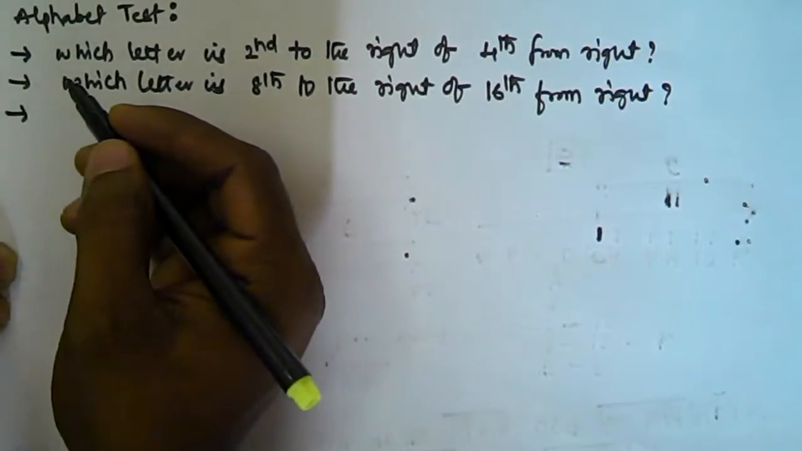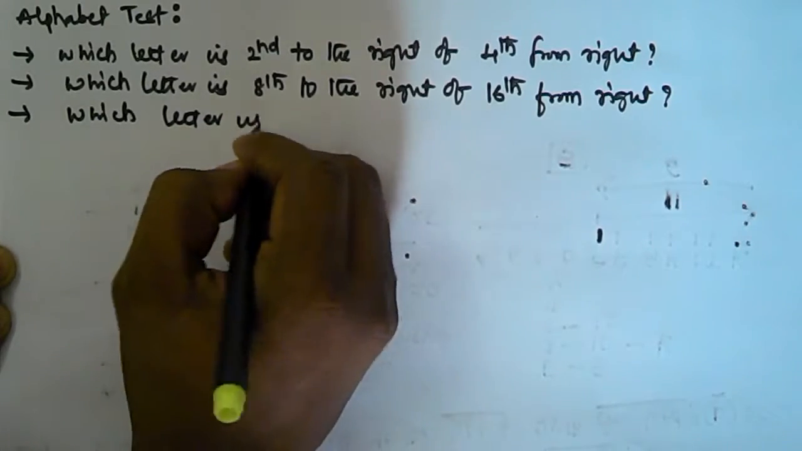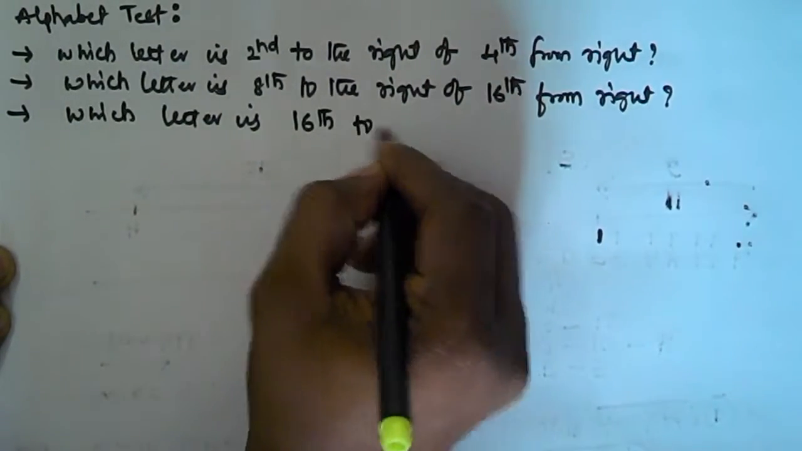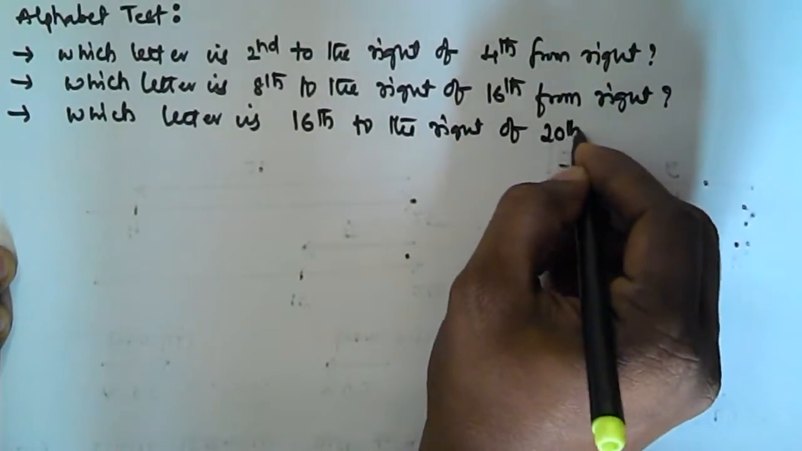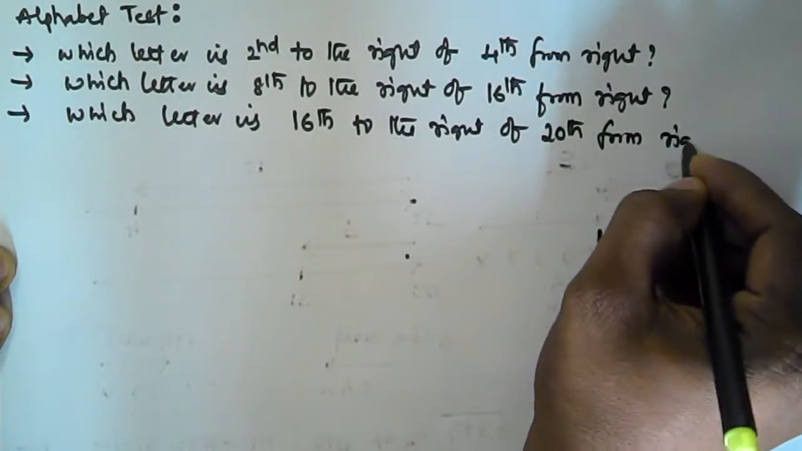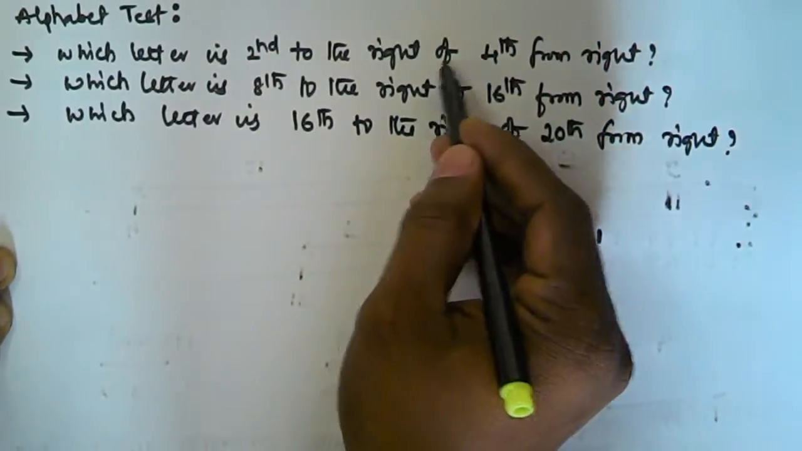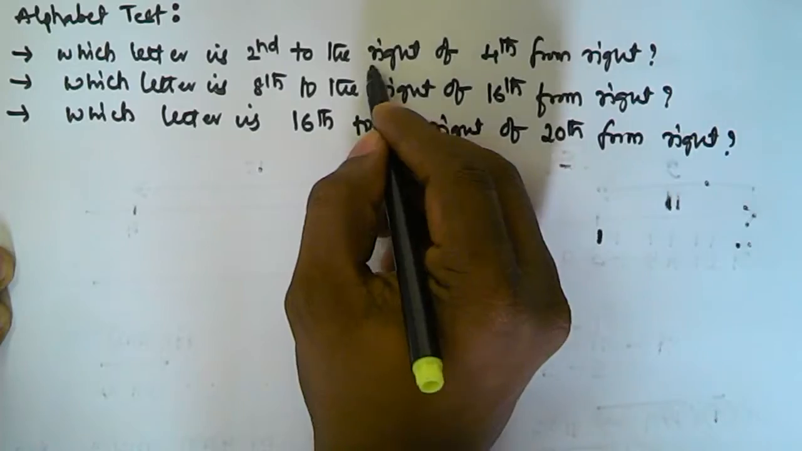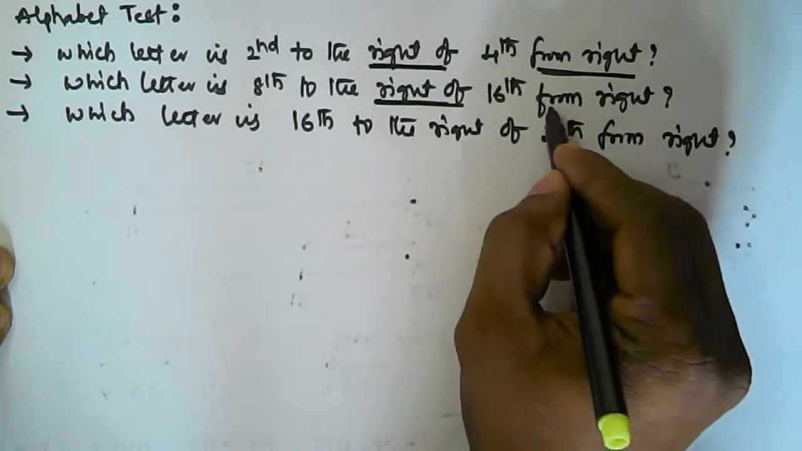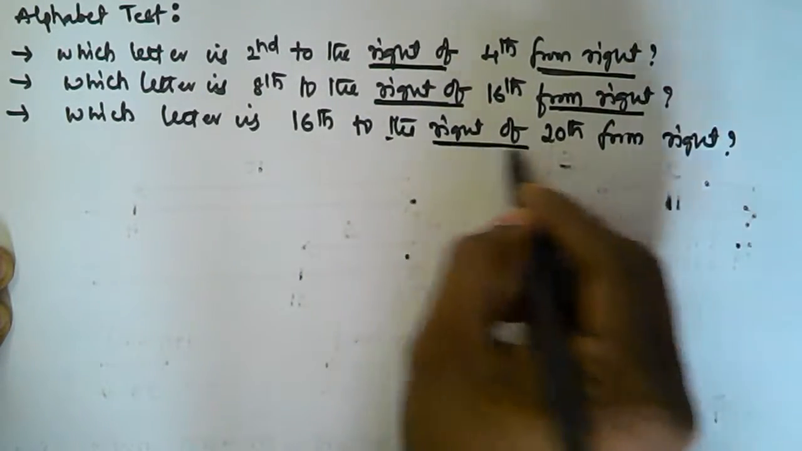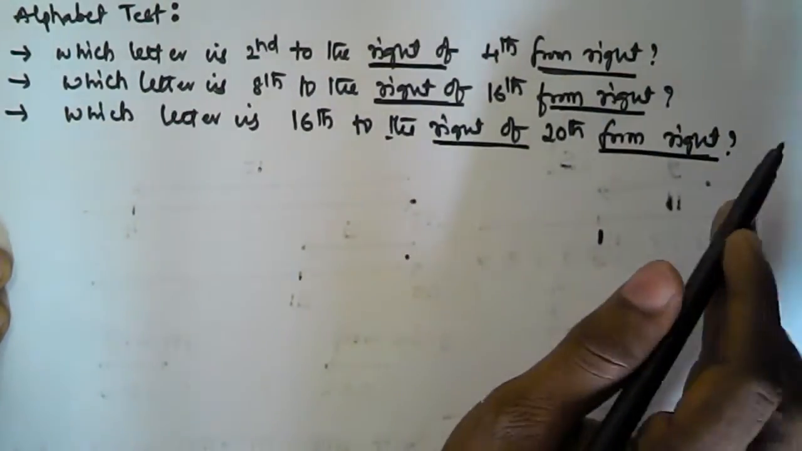Another one: which letter is 16th to the right of 20th from right? So which letter is second to the right of fourth from right? Here we see all the questions are in the form of right of, from right. So the questions are like this: right of and from right.